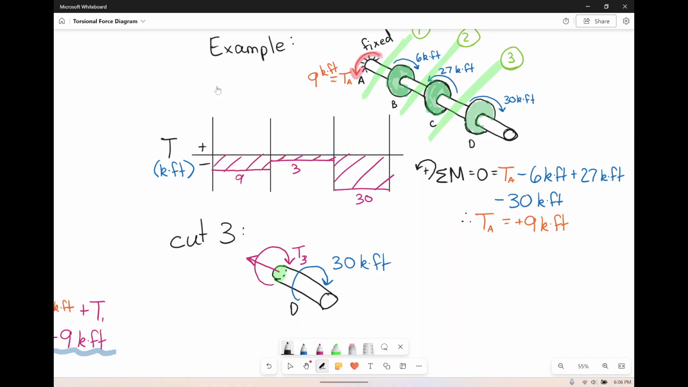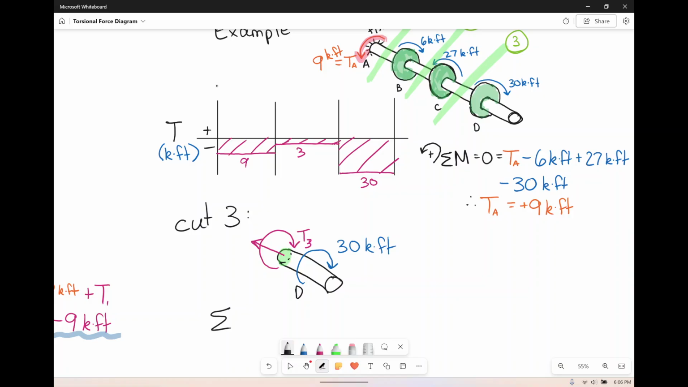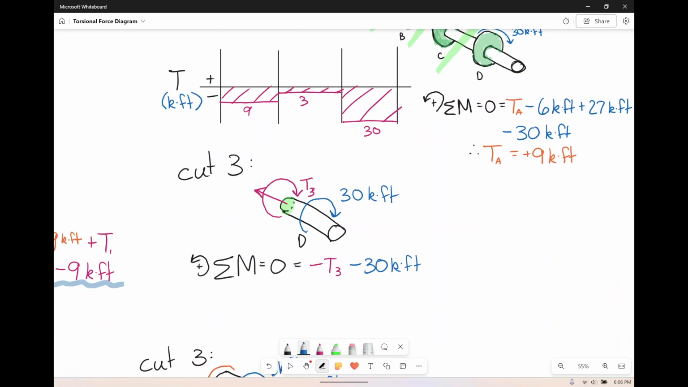All right, so this time, much easier equation. We're going to sum the moments. I'm going to pick that way as positive, set it equal to 0. T3 is not going that way, so that's minus T3. 30 is also not going that way, so minus 30 kip feet. And what did you get? Well, you got that T3 was minus 30 kip feet.